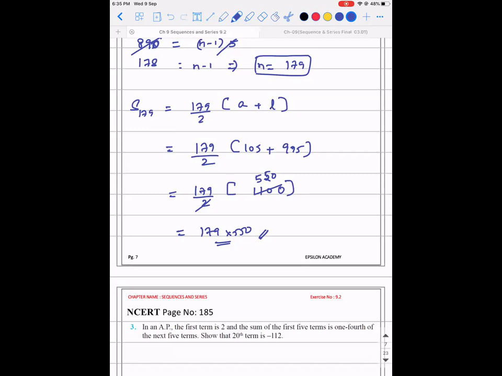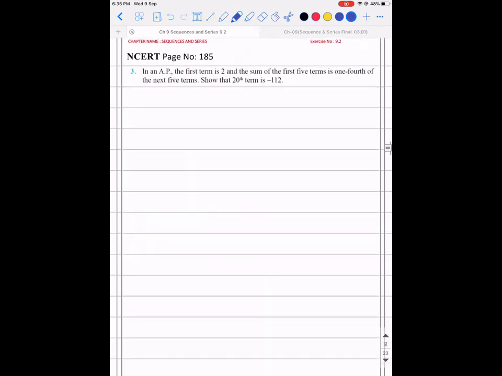Yes, sir. Okay. In an arithmetic progression, the first term is 2. The sum of the first 5 terms is 1/4 of the next 5 terms. Okay, sum of the first 5 terms is equal to 1/4 of the next 5 terms. Show that the 20th term is minus 112.